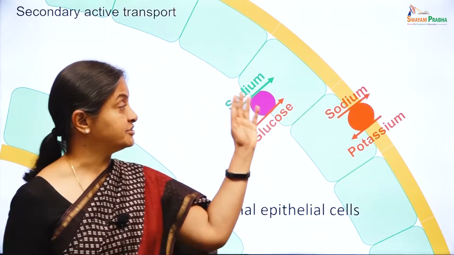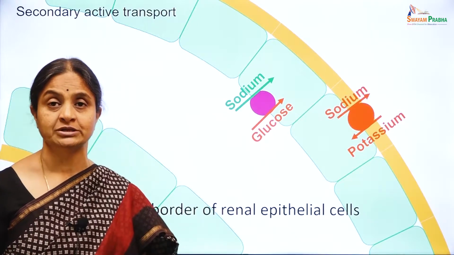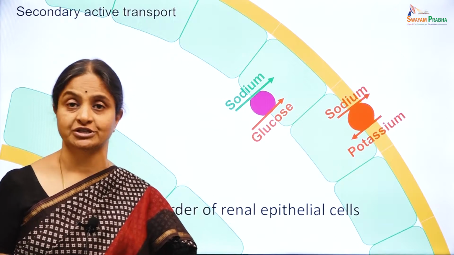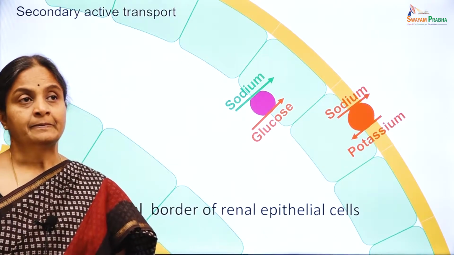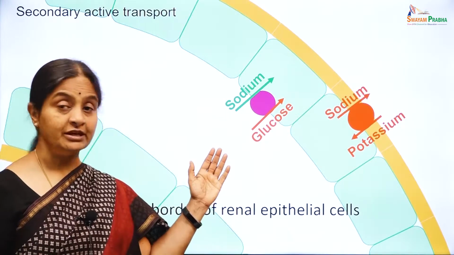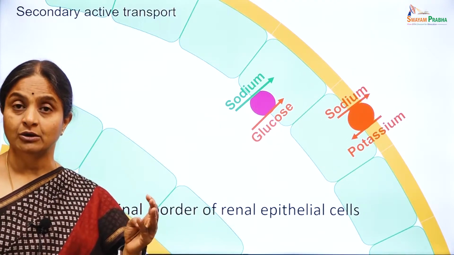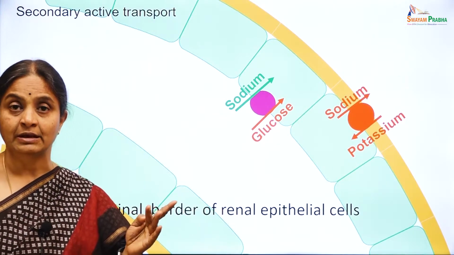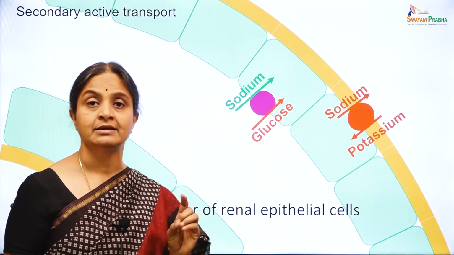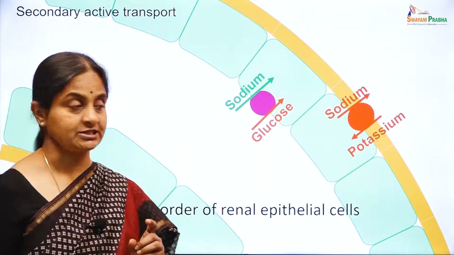SGLT is becoming an interesting protein now. It is not only responsible for glucose reabsorption in the renal epithelium, it is also responsible for glucose absorption in the gut. There are three substances which are fully reabsorbed from the proximal tubule itself and which are not allowed to appear in urine. These are glucose, amino acids, and bicarbonate. And reabsorption of all these three substances in the proximal tubule is by secondary active transporters.